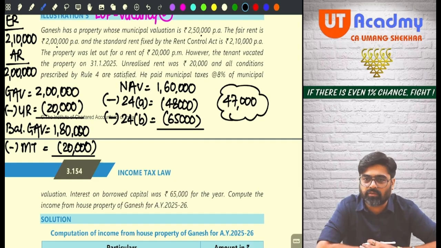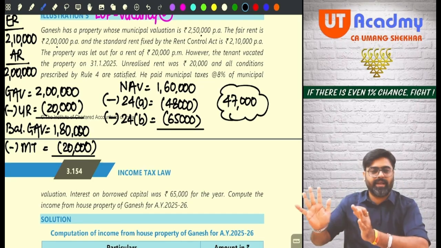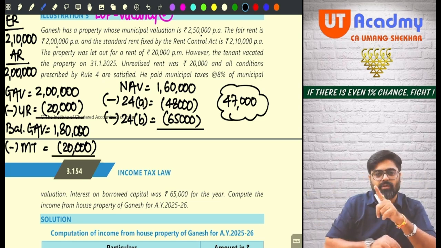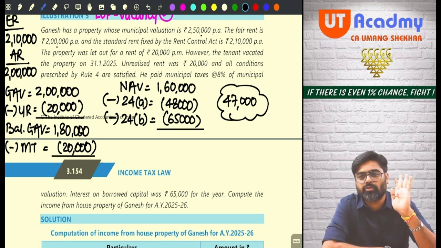You did not get this answer. Where did you commit the mistake? Akshaya. Follow the process blindly, I am telling you. If you try to do anything else, your GAV would be wrong, I guess. Yes or no?